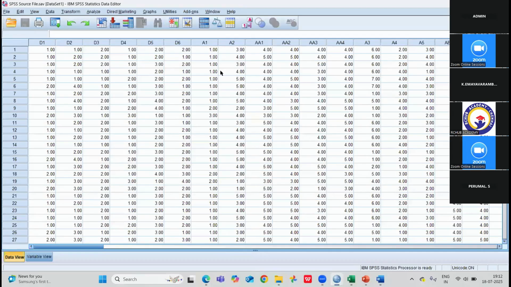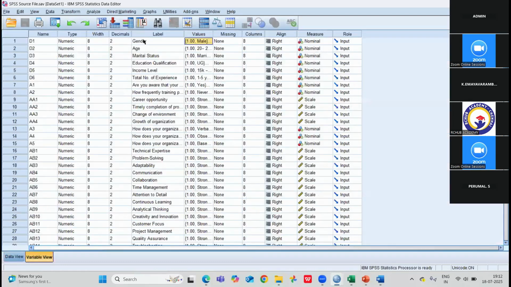Now, let me explain the different analyses using SPSS. In order to perform a simple percentage analysis, let me do a percentage analysis for these demographic questions: gender, age, marital status, education qualification, income level, and total years of experience.